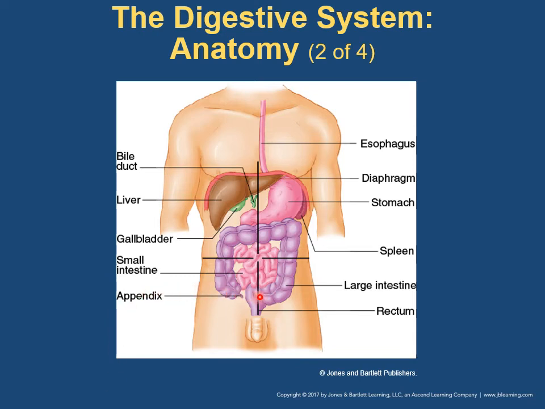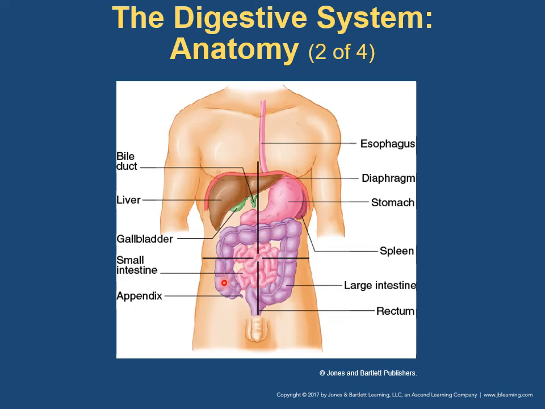So here, you see the division of the quadrants along these lines. So, right upper quadrant, and remember this is the patient's right, not your right. So we're over here. That contains the liver, gallbladder, and portion of the colon. The left upper quadrant contains the stomach, spleen, and portion of the colon.